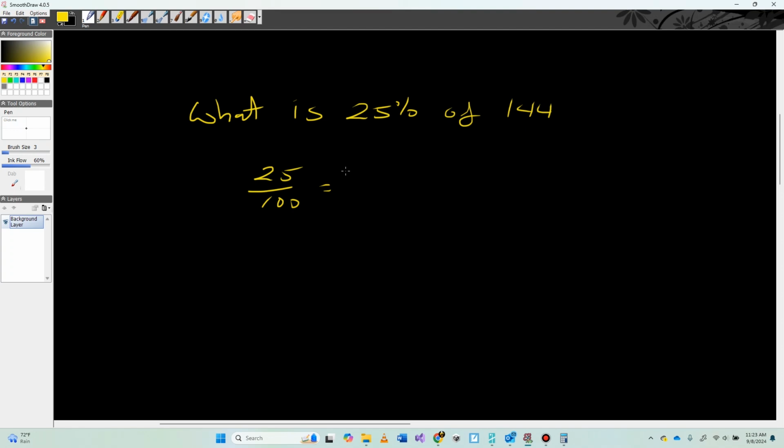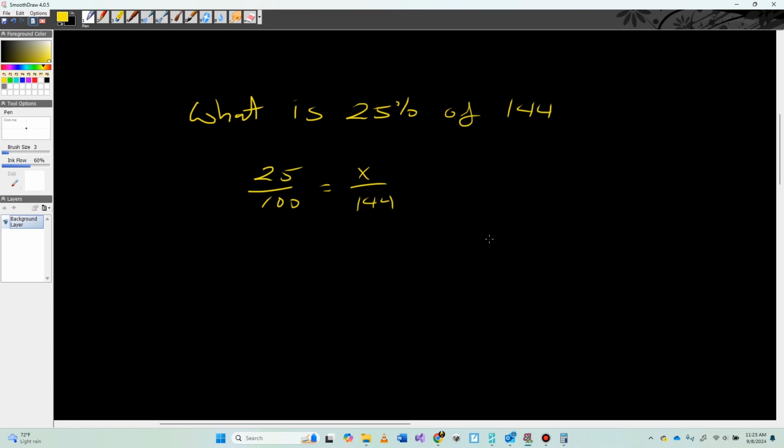Well, if I was to ask you to solve this, you would probably just take 144 and multiply it by 1/4, because 25% is really 1/4. 25 over 100 is 1/4. So what would that value be? That's the same as saying, what is x over 144? Remember, 144 is my whole. I'm looking for the part. What is 25% of 144? So x is now my part.